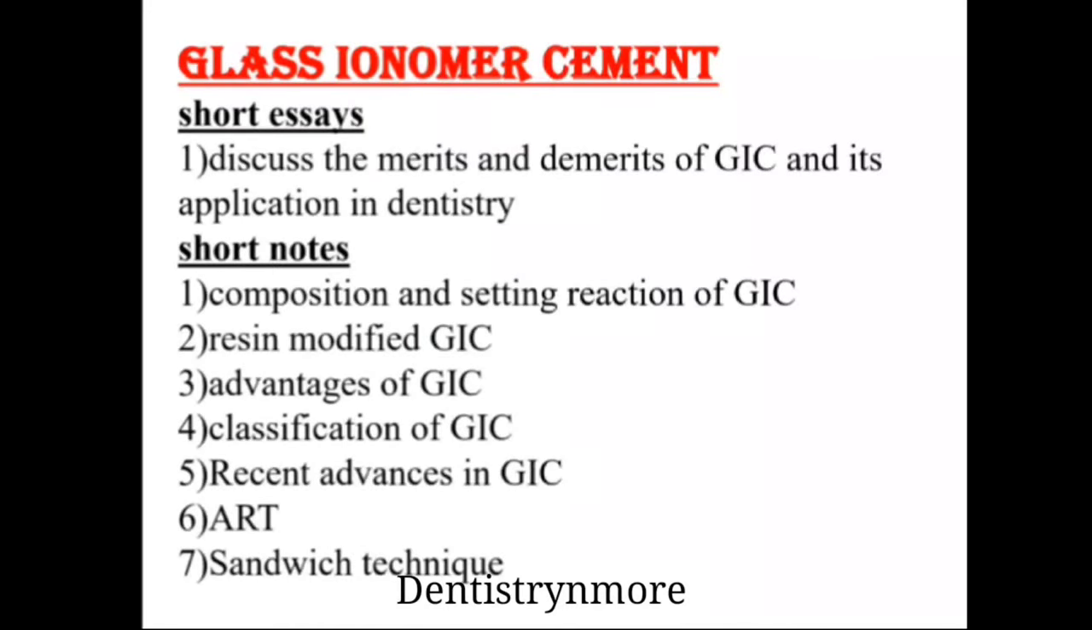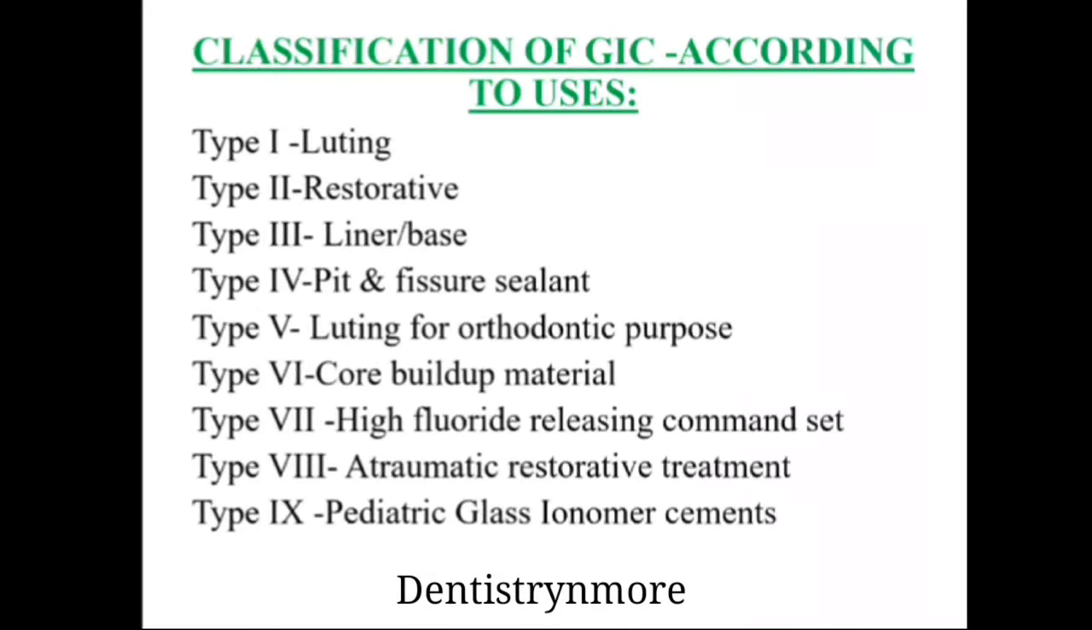Now we are moving to the glass ionomer cements. It's a very important chapter, and from this there will be short essays like describe the merits and demerits of glass ionomer cement and its application in dentistry. Short notes include composition and setting reaction, resin modified GIC advantages, classification, recent advances, ART, and also sandwich technique.